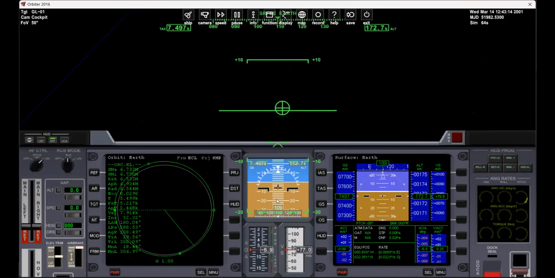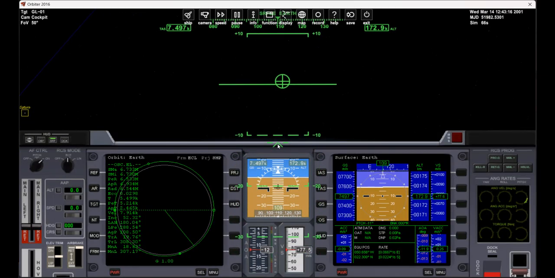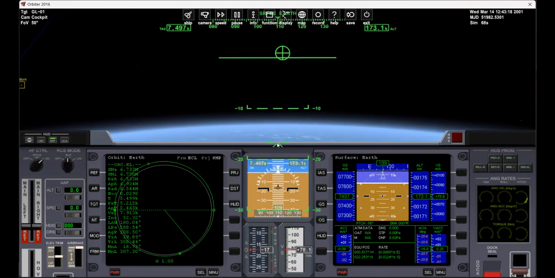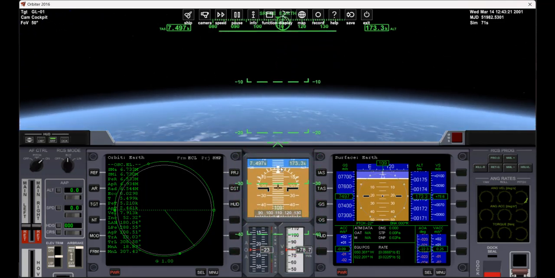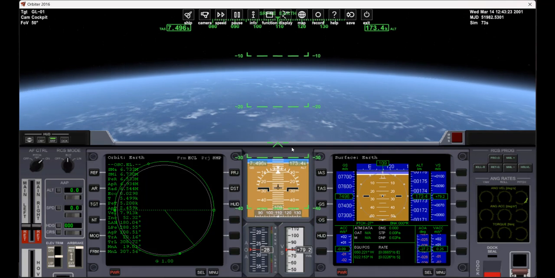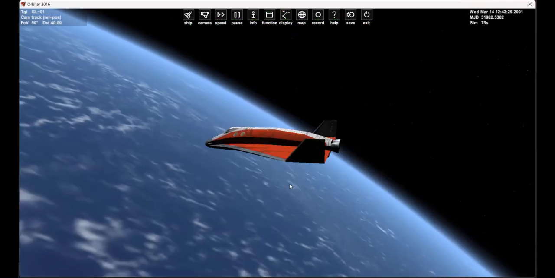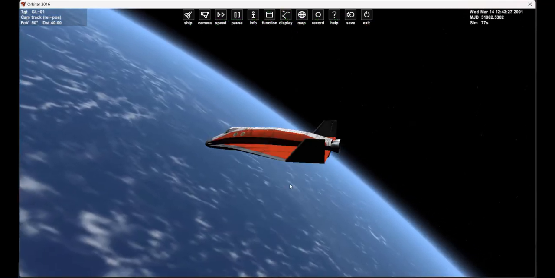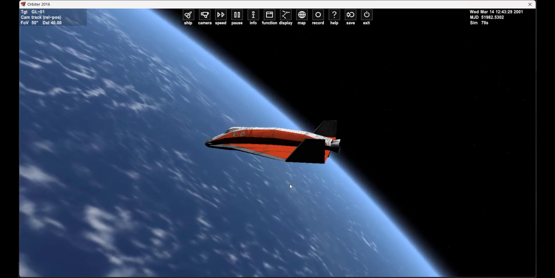I'm going to go back into the cockpit, and as you can see, what's happening is the angle is changing. Right now we're at 20 degrees facing down, 30 degrees facing down, 40 degrees facing down. Let's go back outside. So it's angling towards the Earth. Okay, now that's not what we want.